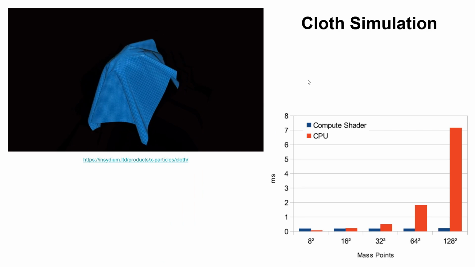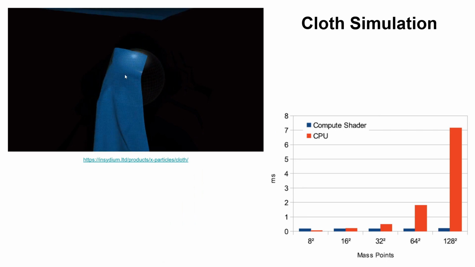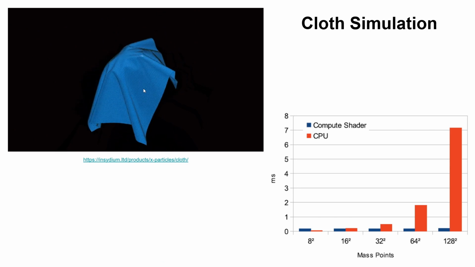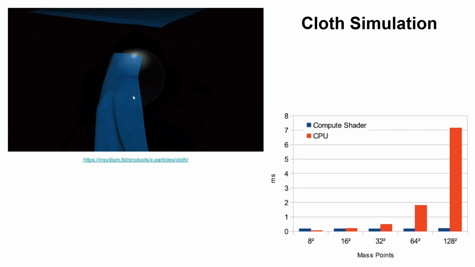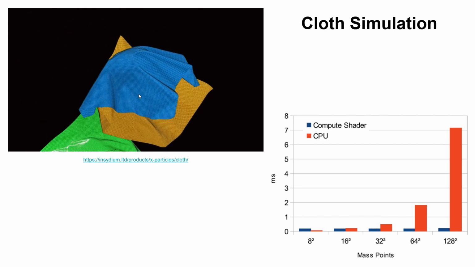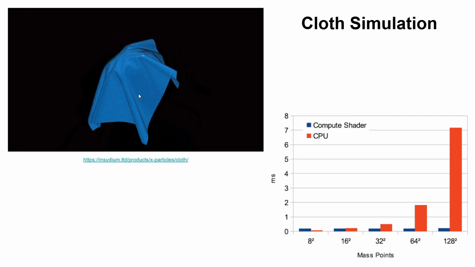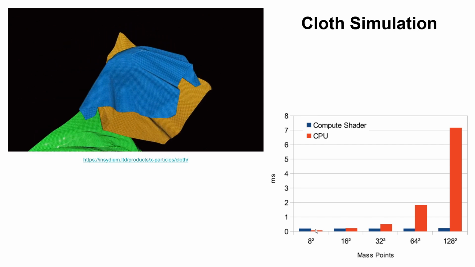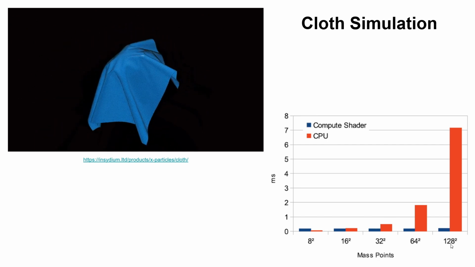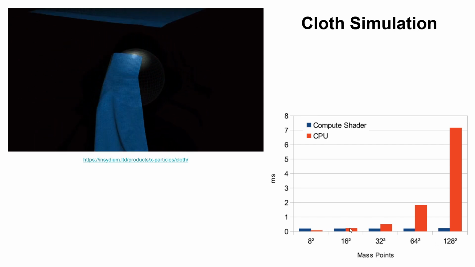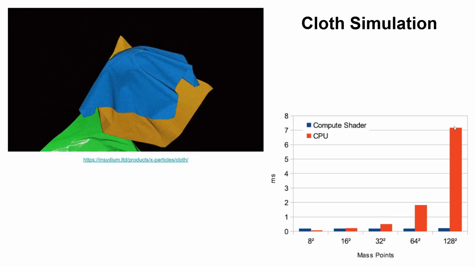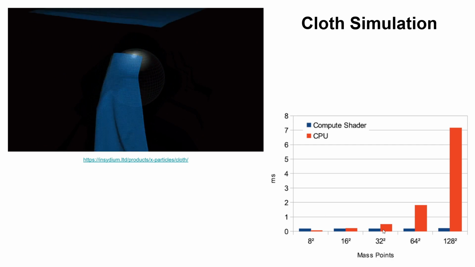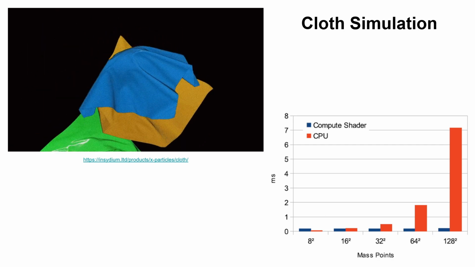Another example is a cloth simulation. This piece of cloth is modeled as several thousand different mass points, which influence the points around them and act as a sort of mass and spring system. We can see on the CPU, as we increase the number of mass points, the execution time increases exponentially. But for the compute shader, it remains relatively low throughout.